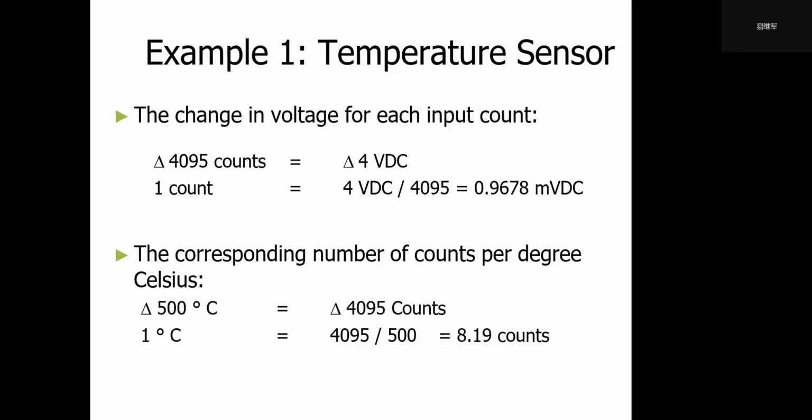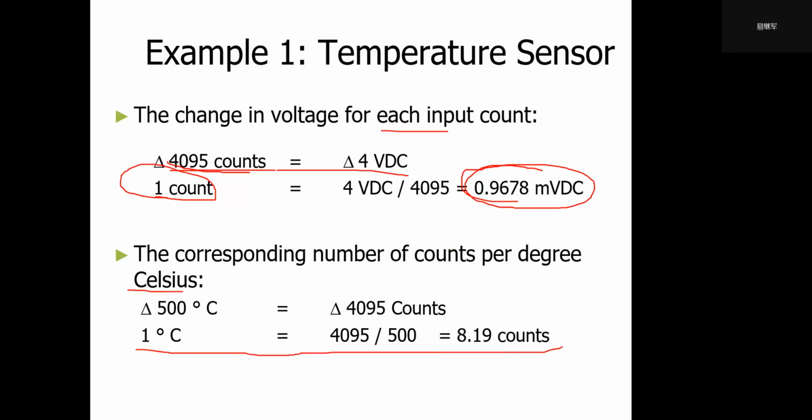The change in voltage for each input count: this count is equivalent to the 4 V range divided by 4095, so one count is this voltage. So the corresponding number of counts per degree is like this.